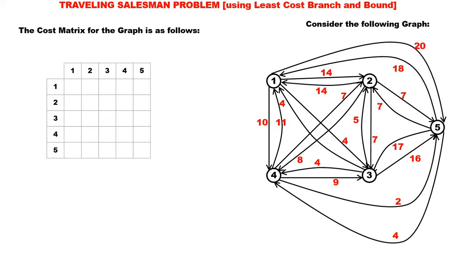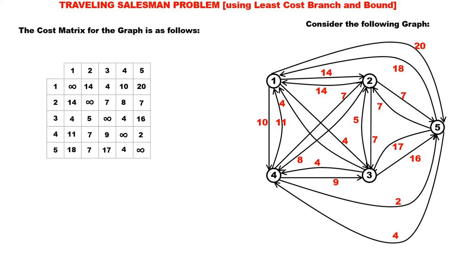Same city to same city we consider infinity. There, 1 to 1 is infinity. Like that 2 to 2, 3 to 3, 4 to 4, 5 to 5, infinity. Now 1 to 2, just observe the graph. It is 14. 1 to 3, it is 4. I think you can observe the graph and we will just write down the distances from the vertices. Yes, this is the cost matrix for the given graph.